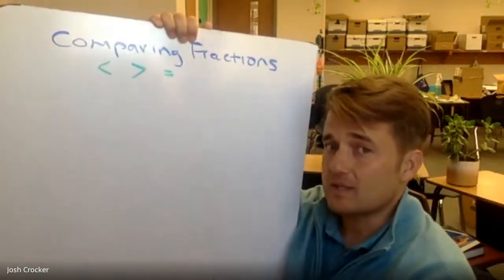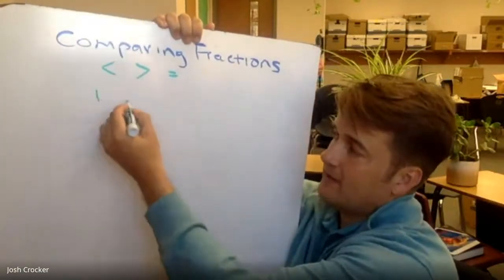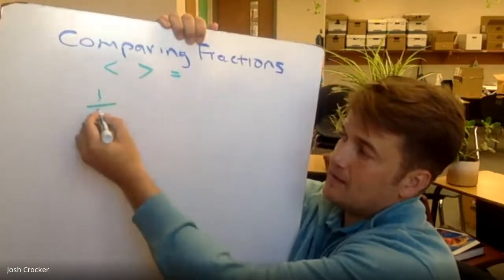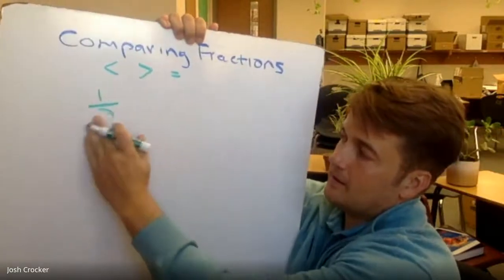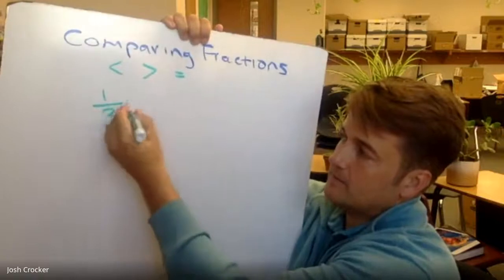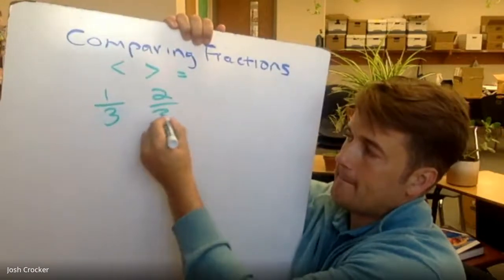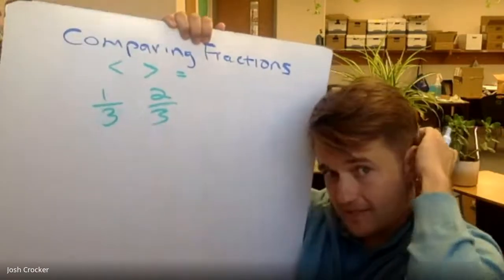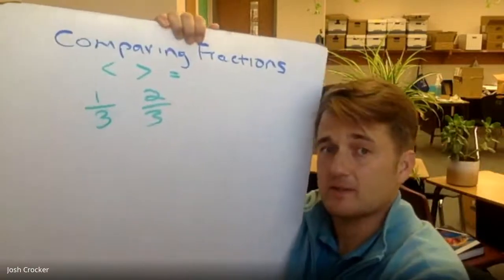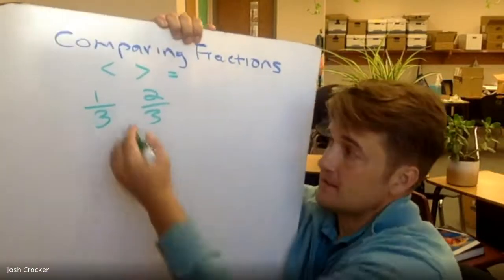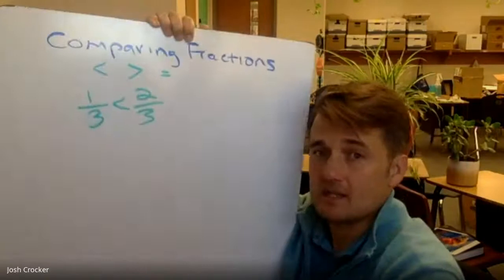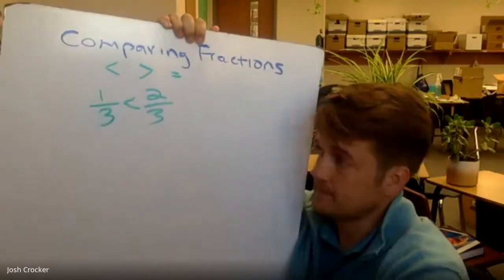The first thing we said was if they have the same denominator, like both of these are thirds, then the one with more pieces is going to be greater, right?